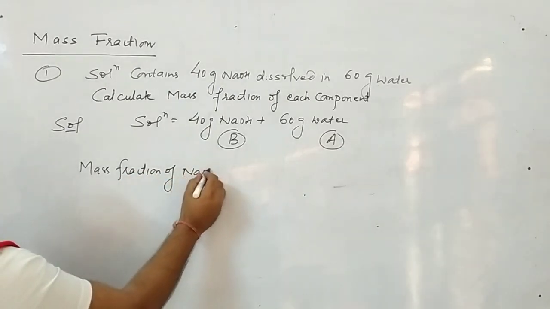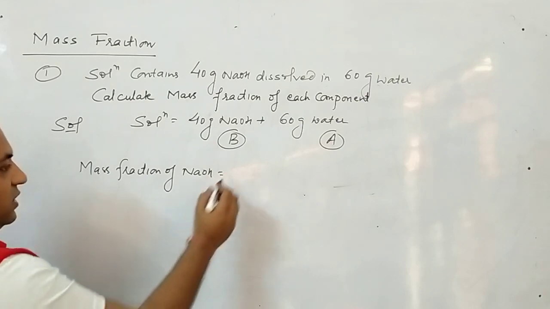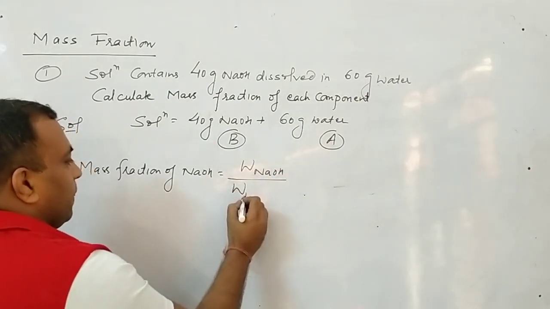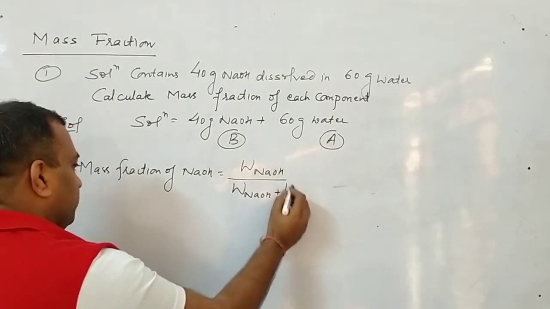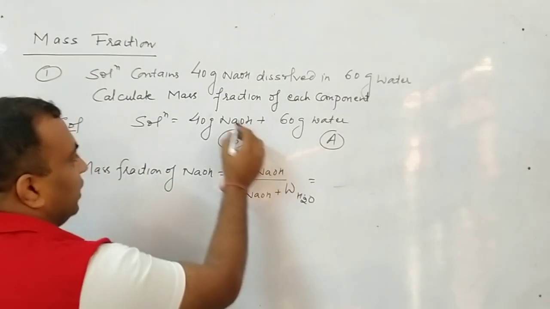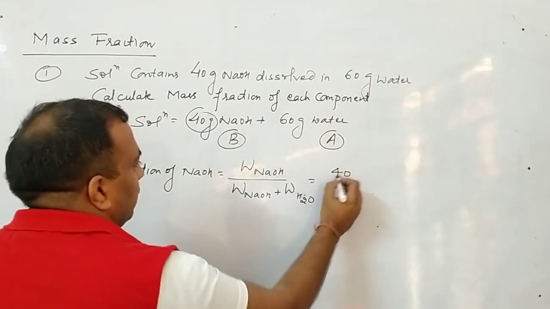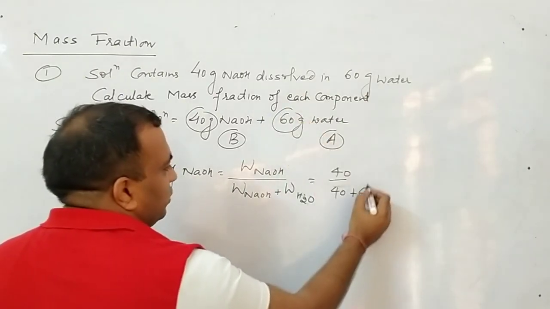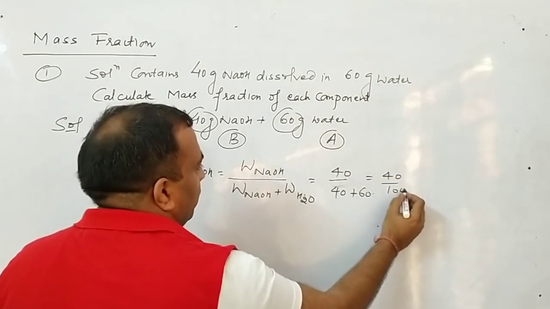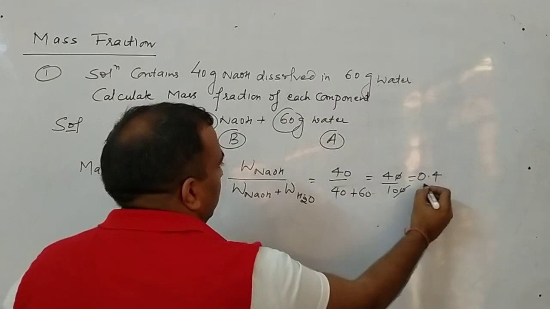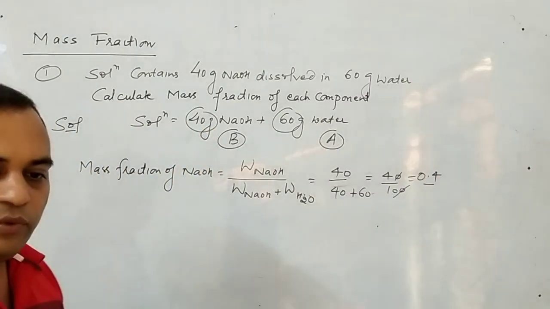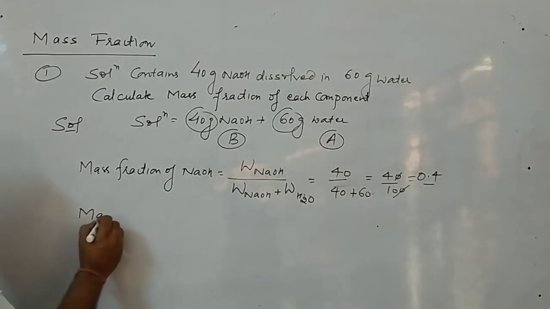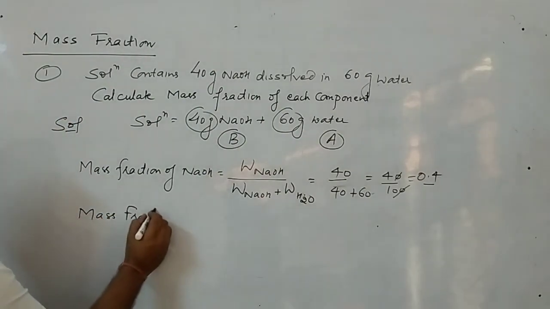Now mass fraction of NaOH. How can I calculate? What is the mass of NaOH? This will be equal to mass of NaOH upon mass of NaOH plus mass of water. So mass of NaOH is 40 upon mass of NaOH plus mass of water is 60. This will be 40 upon 100, comes out to be 0.4. Clear to all of you? Simple numerical, no issue. Now mass fraction of water.